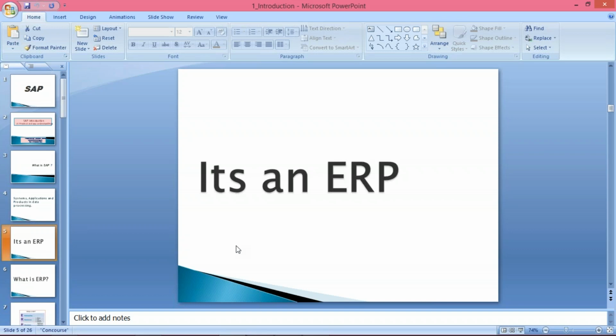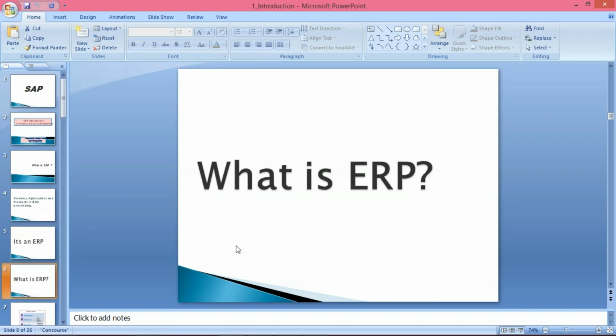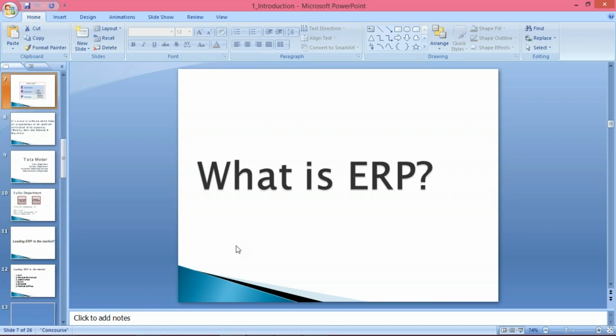SAP is an ERP. But again, now we have another confusion: what is this ERP then? Because if you are able to understand ERP, then only you can understand SAP. If somebody asks what is SAP and you reply it's an ERP, but we don't know what this ERP is, then the definition is incomplete. So now we'll learn about ERP. Once we know about ERP, automatically we can understand what SAP is. So the question is, what is ERP? And here is the answer.